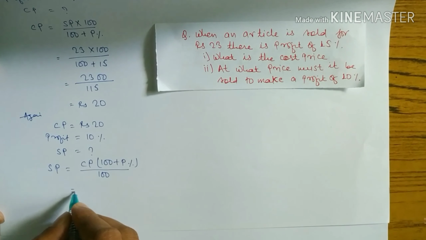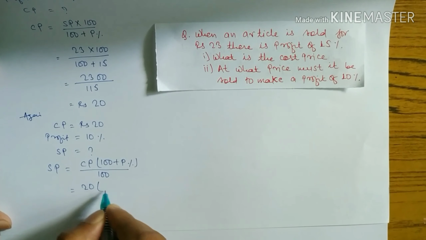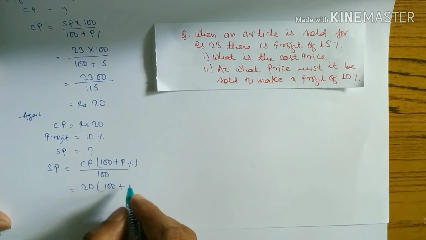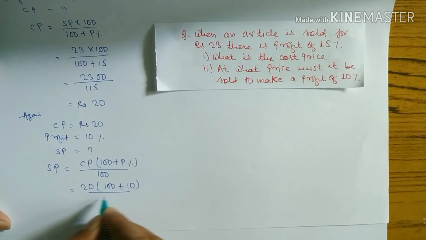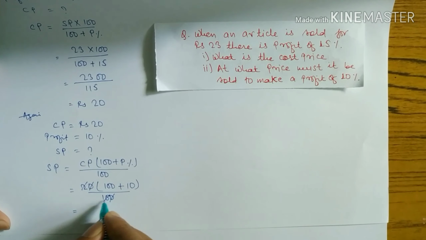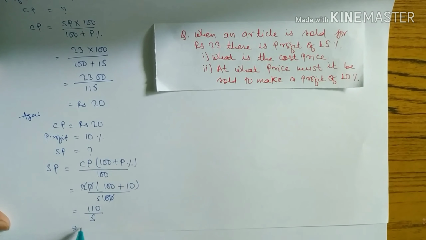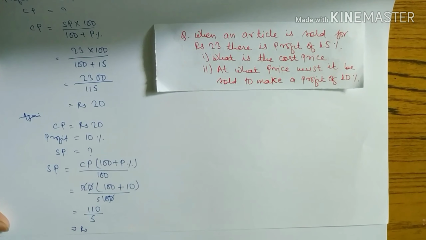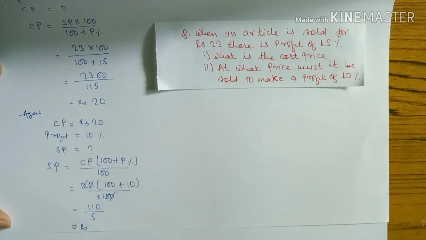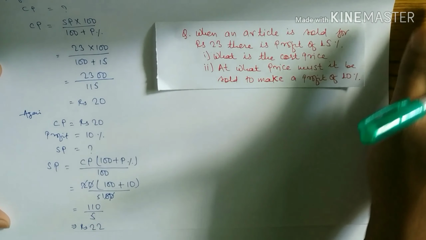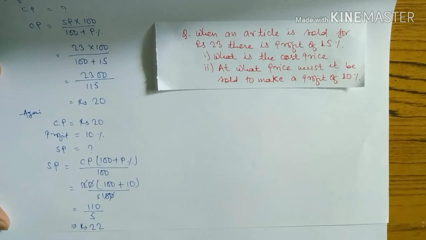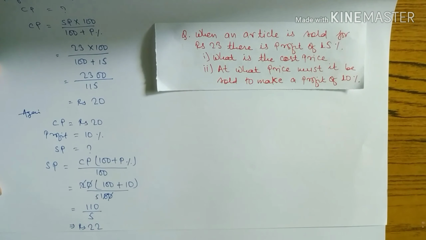Now put the value. CP is equal to 20, 100 plus profit percent, which is 10%, so 10 by 100. 2 5s are 10. When you add this, we get 110 by 5, which is equal to rupees 22. 110 divided by 5 is 22. He has to sell that article at rupees 22 to get 10% profit. Okay.